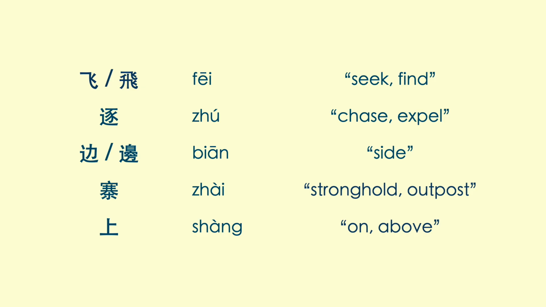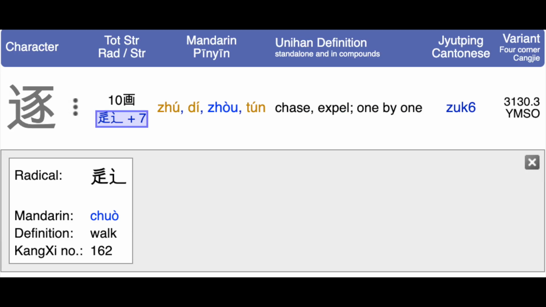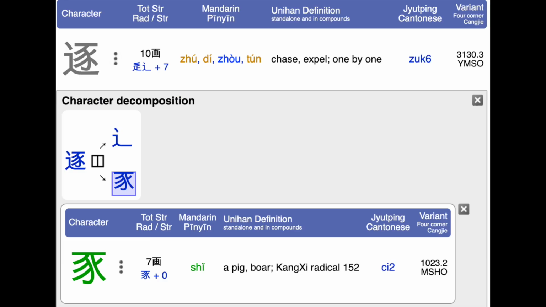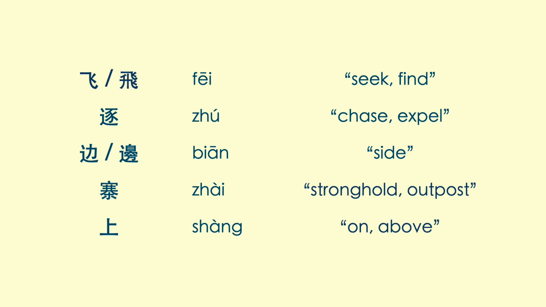First, let's take Zhu Bian. The way I think about this is, since Zhu itself means chase or expel, the riddle is asking us to chase away this side of Zhu, which is the walking man radical. Then we are left with the component shi. Next, let's look at zai xiang.